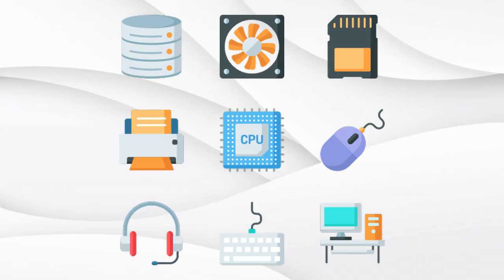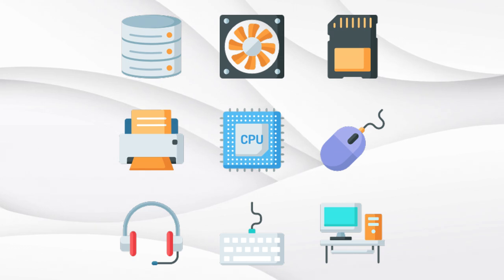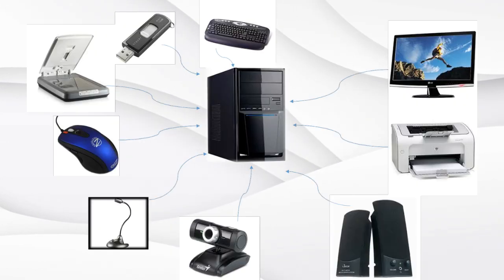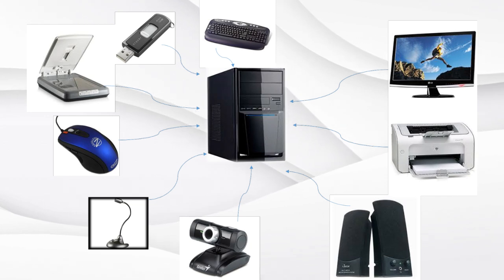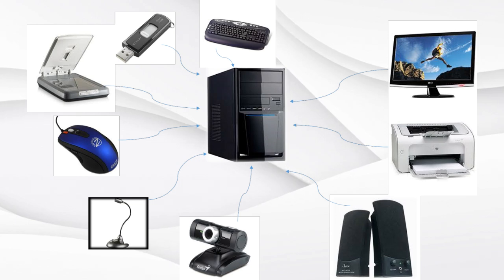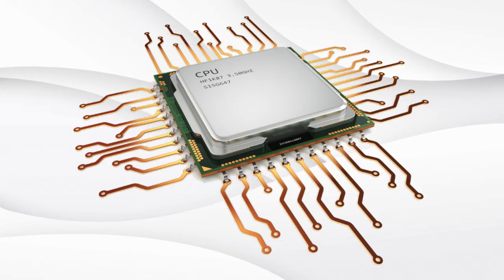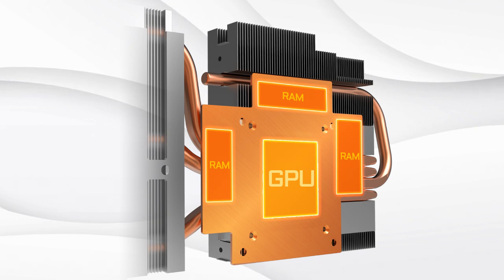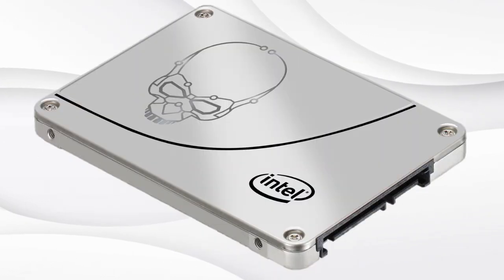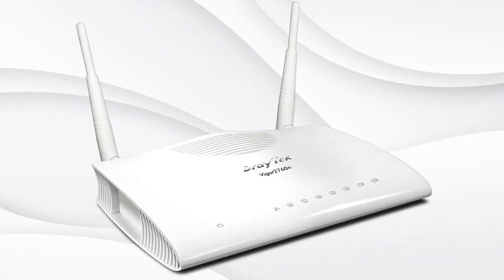Let's start with hardware, the physical components of an ICT system. If you can touch it, it's hardware. Input devices: keyboard, mouse, scanner. Output devices: monitor, printer, speakers. Processing devices: CPU, GPU. Storage devices: hard drives, SSDs. Networking devices: routers, modems, switches.